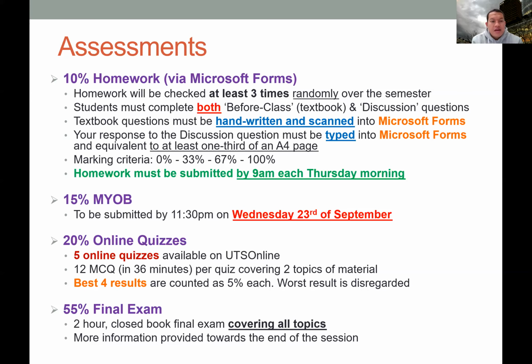The marking will be based on 4 criteria. If you do not submit your homework, you get 0. If you only answer 1 or 2 questions, you get 33% out of 2.5. If you answer almost all the questions, you get 67% of 2.5. And if you answer all the questions, you get 100%. The most important thing is that you try to answer. I only check the completeness of your answers, not the accuracy. As long as you answer all the questions, you get the full marks for homework.